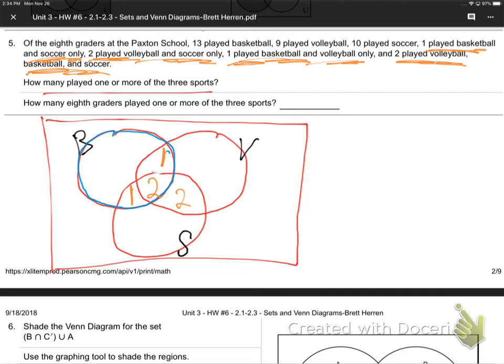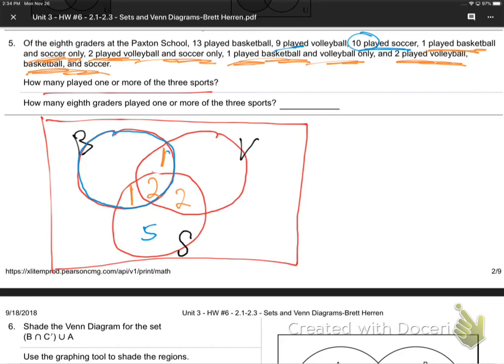Now we're ready to work back to the other facts. 10 played soccer. So right now we have 2, 2, 1, which is 5, already in the soccer circle mixed in with other sports. So how many do I put right here? 5 more to make 10 total. Whoop, right here. 10 total in the soccer circle. See how that makes 10 in the soccer circle?